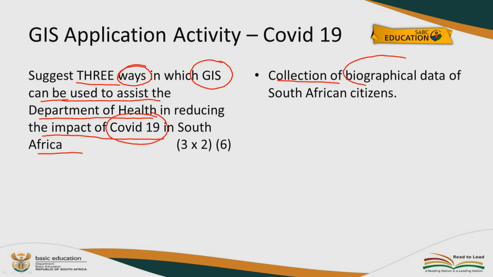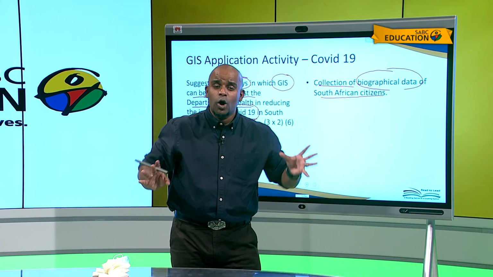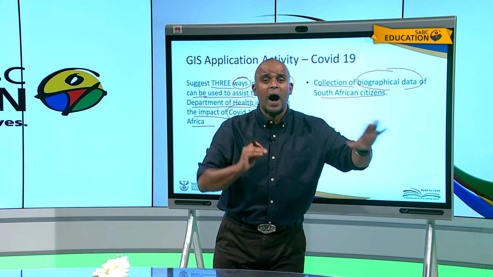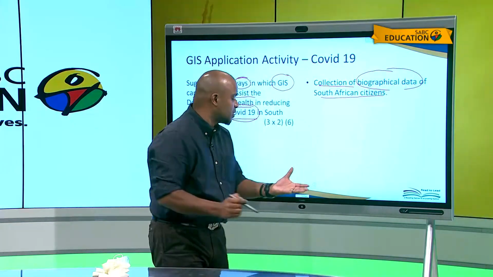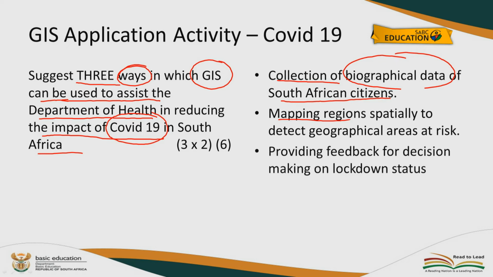And what are we doing? We're collecting biographical data of South African citizens. Wouldn't this help the health department better understand how this virus is occurring, who this virus is infecting, why the virus is infecting certain individuals. Another possible, mapping regions. Can you see the GIS assisting various different sectors of our economy, making decisions on where to open, which shops need to be opened? Exactly. And the next one is providing feedback for decision making.